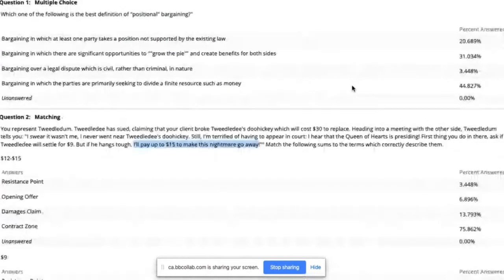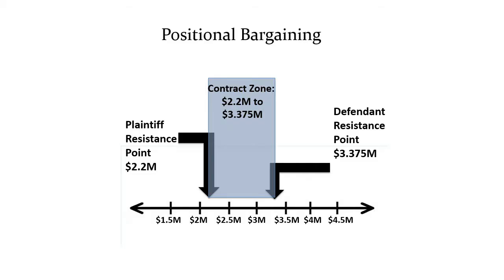So the contract zone is defined as the distance between the resistance points of the two parties. So the distance between the least amount that the plaintiff would accept and the largest amount that the defendant would be willing to pay. And if those are the true resistance points of the parties, then by definition, whatever number they agree on will be in that contract zone.